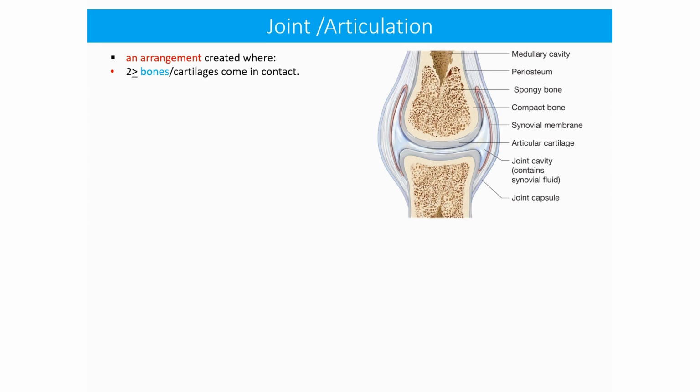It has a joint capsule which binds the bones and surrounds the joint. A joint cavity, which is named the synovial cavity, is lined with synovial membrane, and this cavity contains synovial fluid.